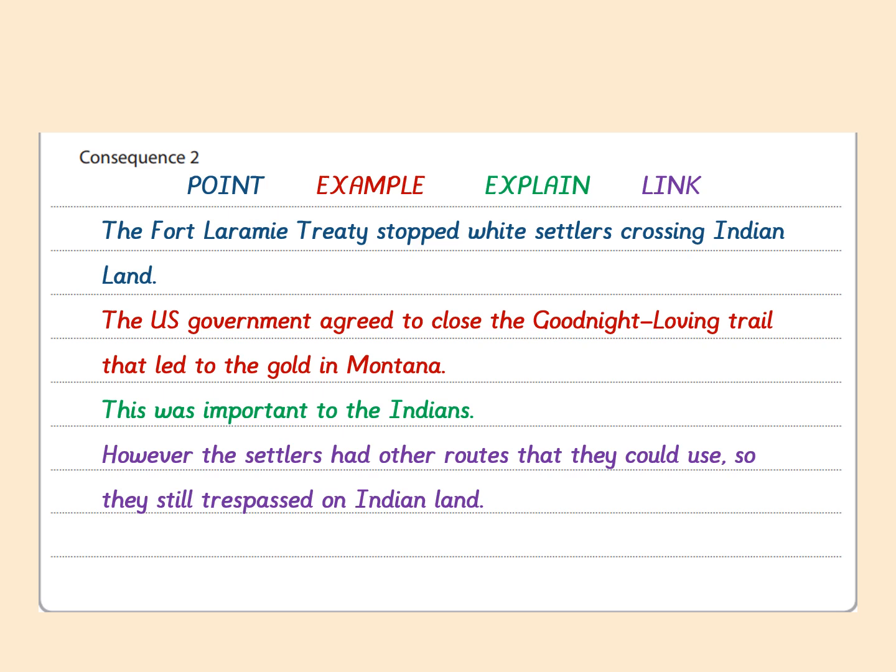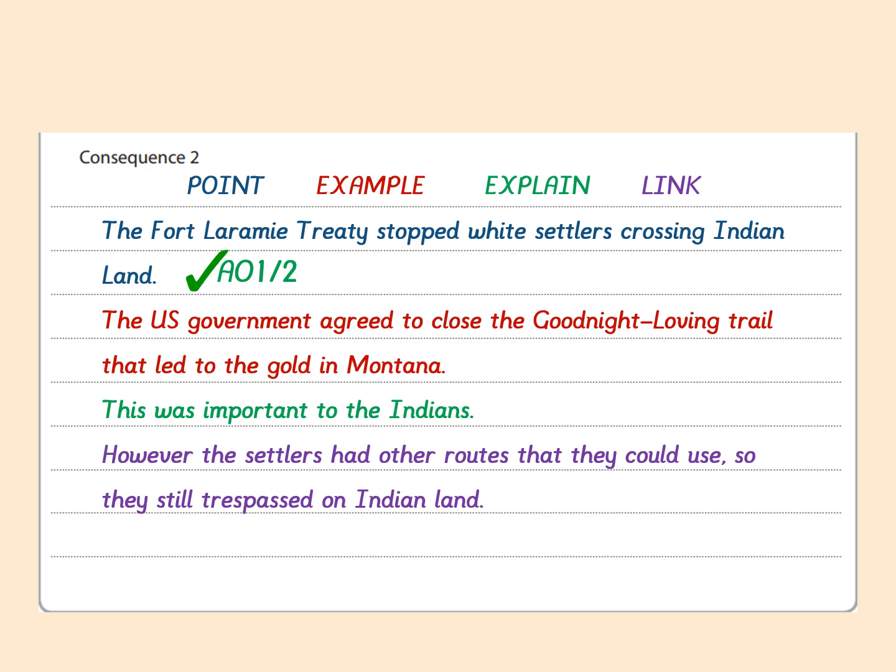Well, let's see how I got on with this bit. A bit of AO1 and AO2 here. It is basically a consequence of the Fort Laramie Treaty, although I could have been more specific about this, and I definitely could have been more explicit about the stopping of white settlers travelling across Indian land being as a consequence of the Fort Laramie Treaty.